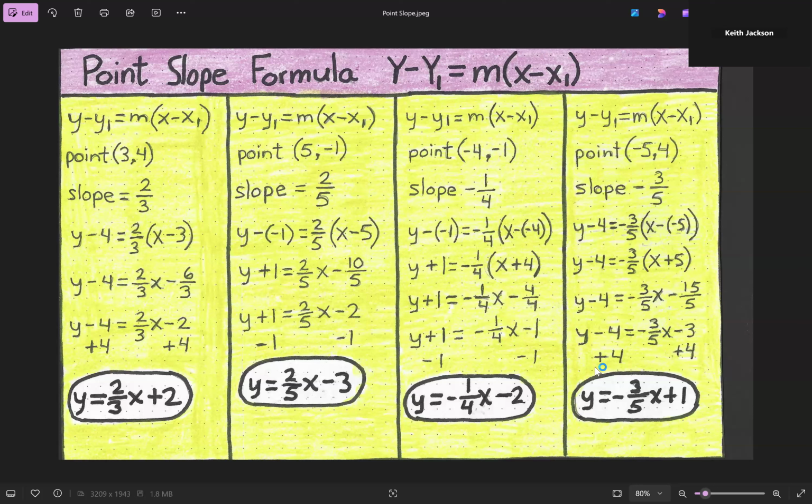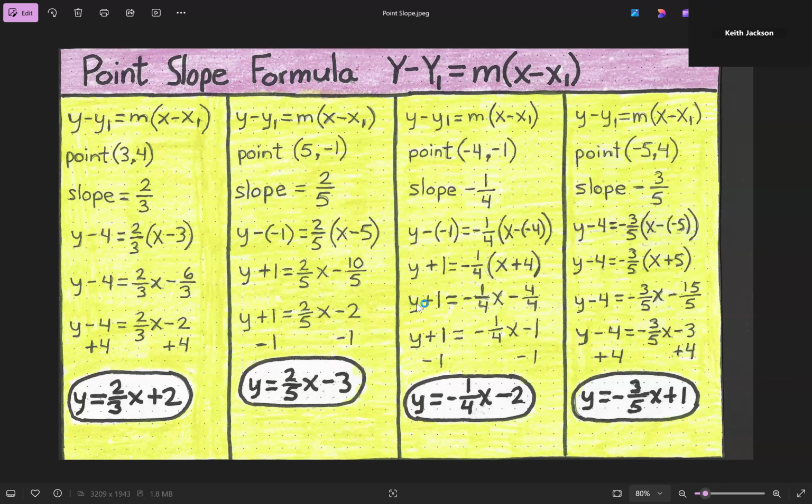And then finally, what we're going to do right here, we're going to add 4 to both sides to get y all by itself. And when we do that, we have y is equal to a negative 3/5 x plus 1. Okay, and this is how you apply the point slope formula to help us find the y-intercept form of a linear equation, which of course is y equals mx plus b.